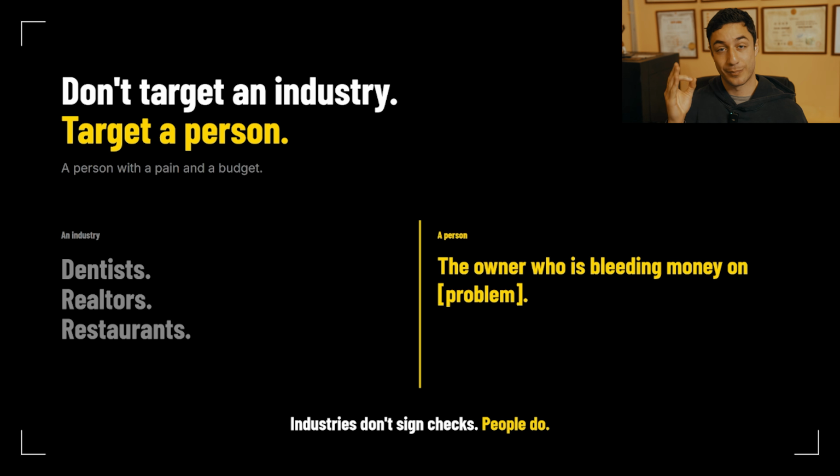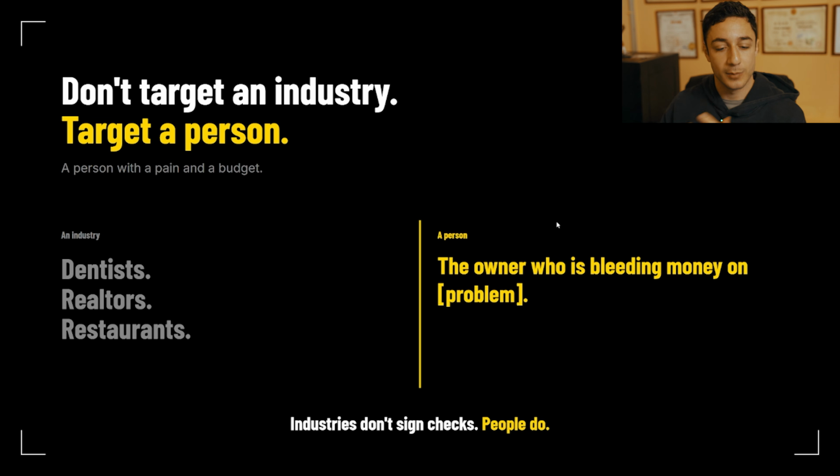Your target is a person. The person that's going to pay you that money. The $10,000 you're going to get from your first client isn't going to come from an industry. It's going to come from a very specific person who has a very specific problem that you're going to help solve. It's going to be a person with pain and a budget.